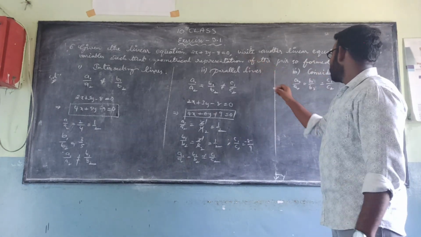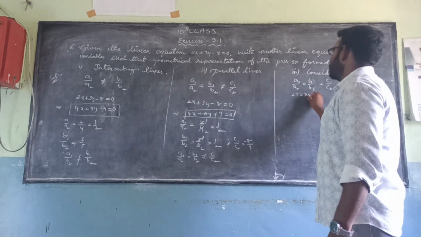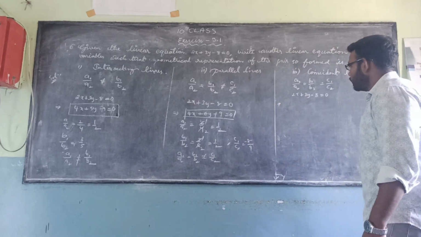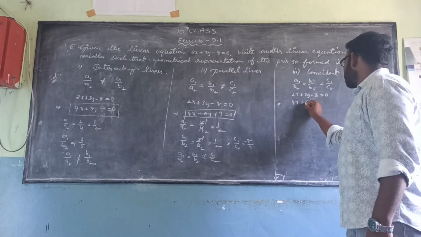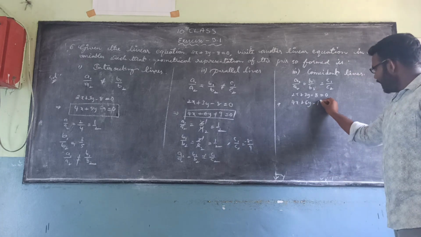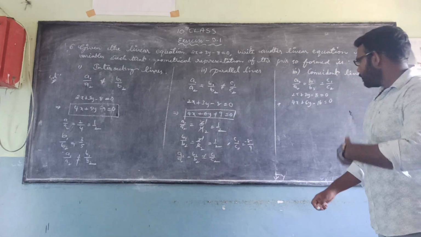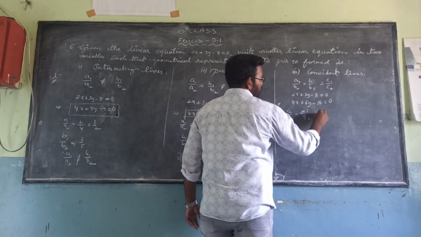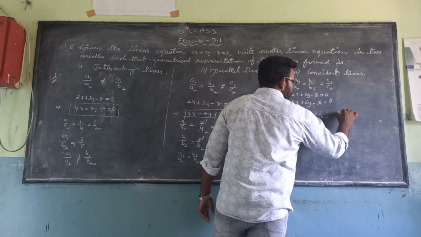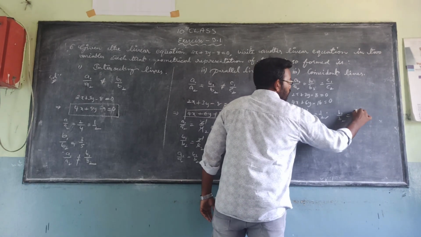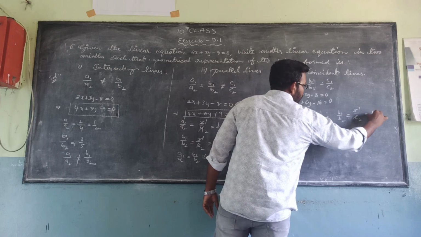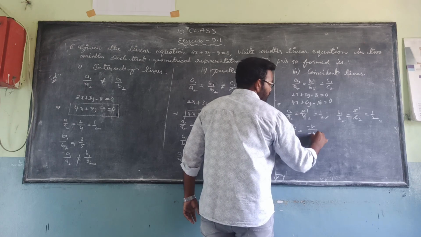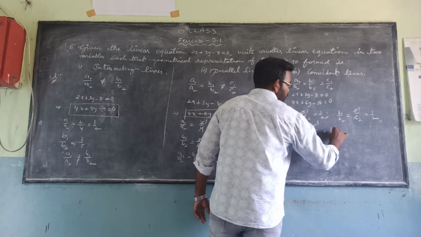So here the given equation is 2x plus 3y minus 8 is equal to 0. So the required form of equation must be 4x plus 6y minus 16 is equal to 0. So if you observe here, a1 by a2 is equal to 2 by 4, that is equal to 1 by 2. And b1 by b2 is equal to 3 by 6, that is equal to 1 by 2. And c1 by c2 is equal to minus 8 by minus 16, minus minus cancel, that is equal to 1 by 2.